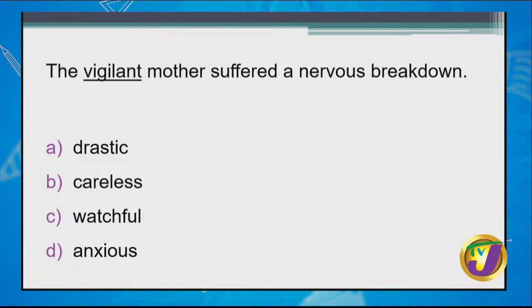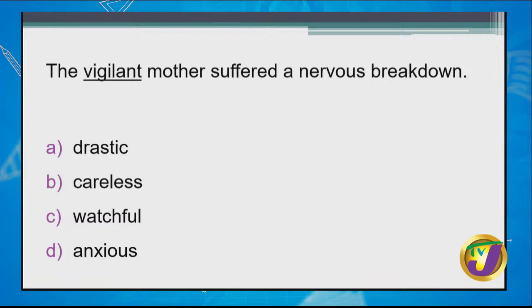Our next sentence. The vigilant mother suffered a nervous breakdown. And I hope you are not causing your parents to feel this way. The vigilant mother suffered a nervous breakdown. We're looking at vigilant. Is the opposite of vigilant drastic? Is the opposite careless, watchful, anxious? She is vigilant. Therefore, if she's not vigilant, what is she?